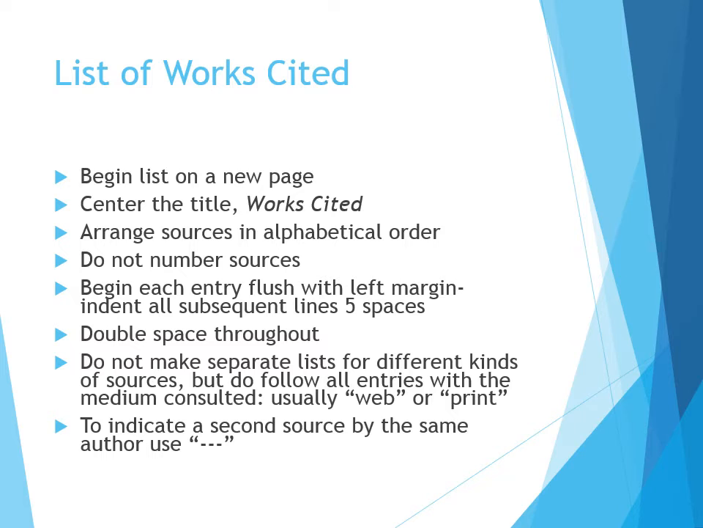You double space throughout the entire list. You don't make a differentiation within the entries or between the entries. It's all double spaced. And you don't make separate lists for different kinds of sources, but you should, at the end of each entry, identify the medium consulted, either web or print, most typically. To indicate a second source by the same author, you use the 3 dashes, which basically just means same as above.